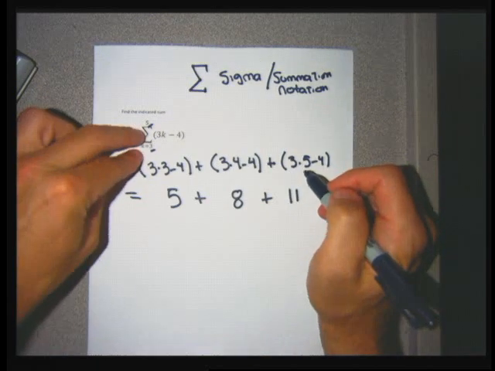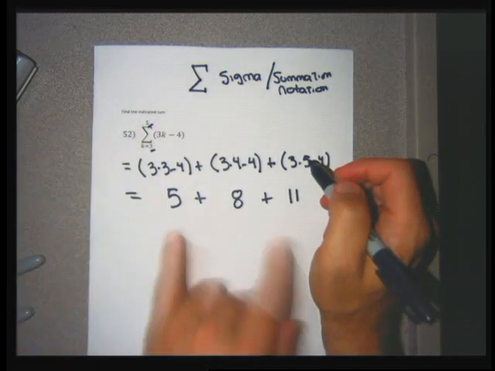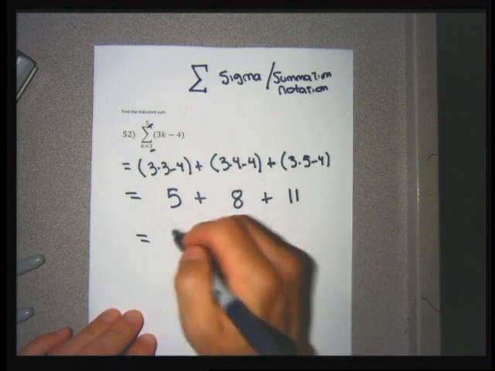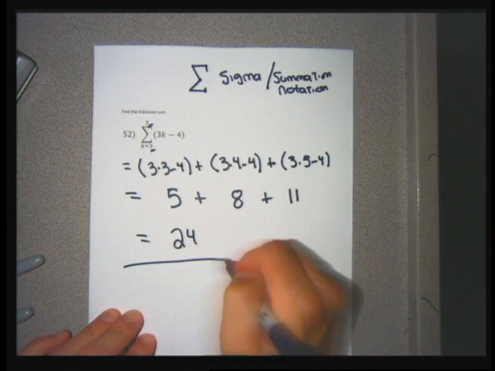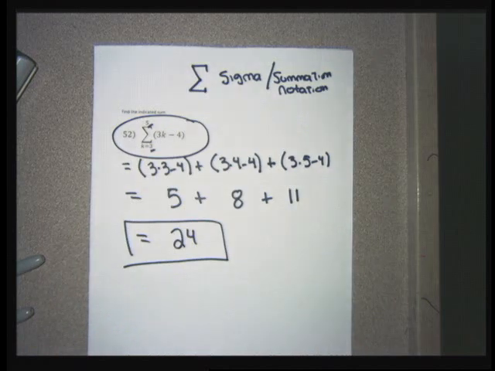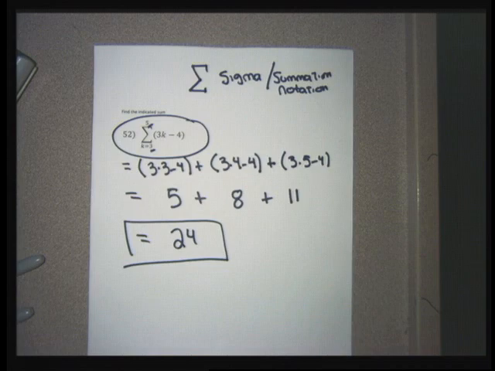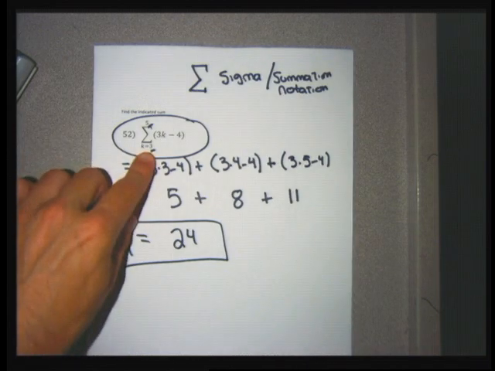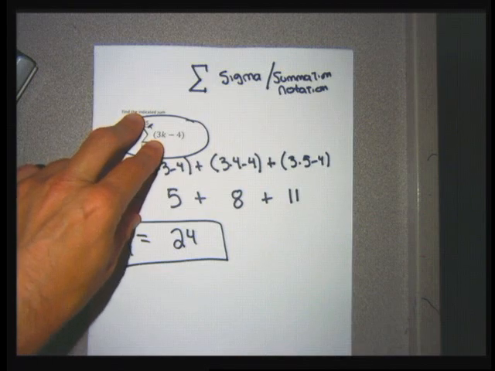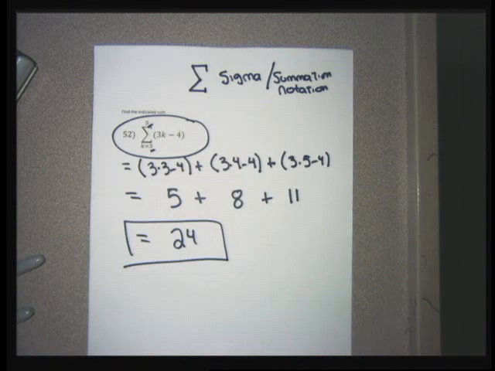The summation or sigma notation says plug those numbers in and then add the results. The answer to this is 5 plus 8 is 13 plus 11 is 24. The answer to 52, this summation notation or sigma notation, reduces to the number 24. So for the last few problems, all I'm going to do is plug the numbers starting at the bottom number, going to the top number, in for k, simplify each, and then add each of the separate results.